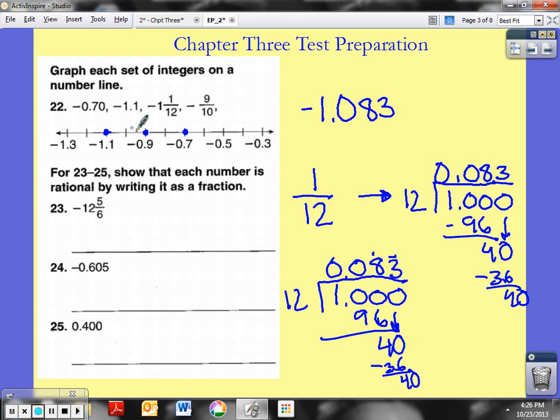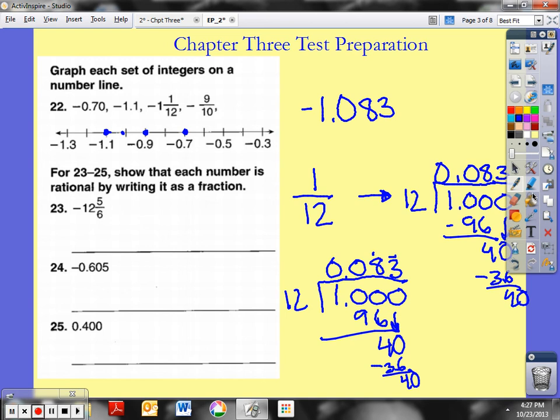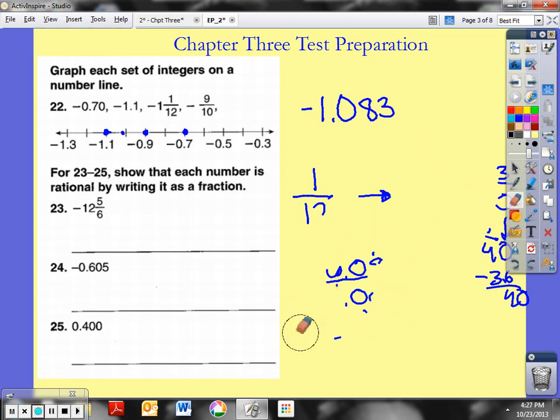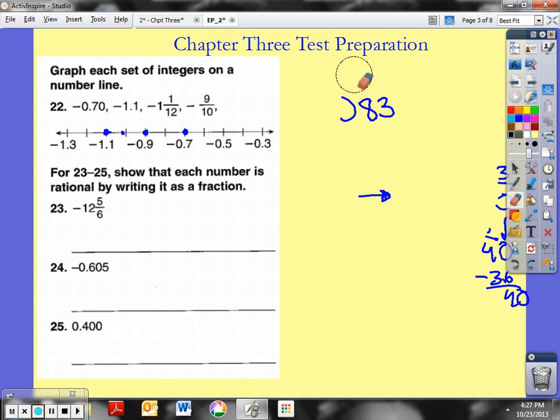Now, where am I going to put this on a number line? If this is 1 and 1/10, this is probably 1. So I'm guessing negative 1 and 83 thousandths is a little smaller than negative 1. So would I go, let's see here. I'm thinking right about real close to that negative 1 there. Okay. Let me erase some of this stuff. If you see anything wrong, please feel free to email me. It's late for me. It's already almost 4:30.